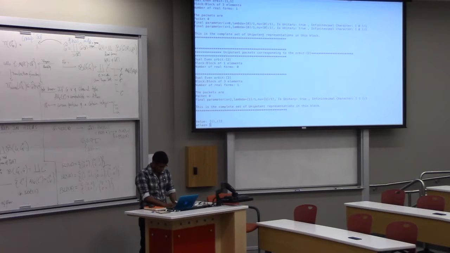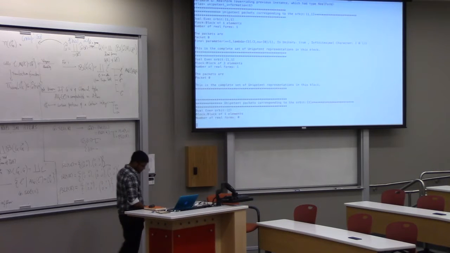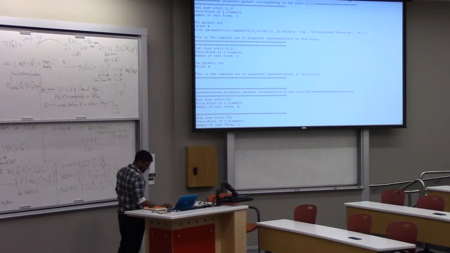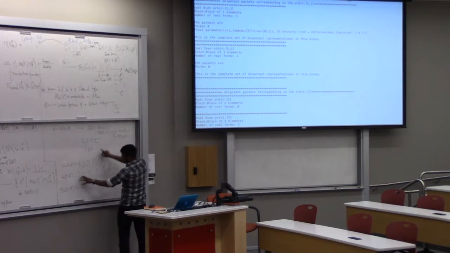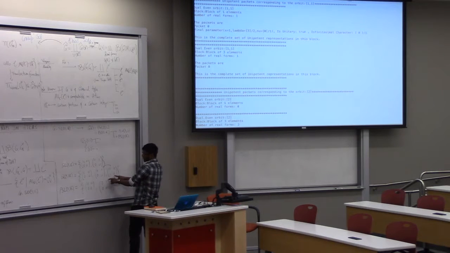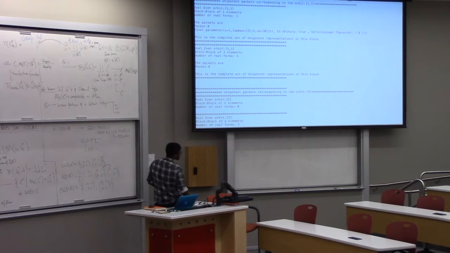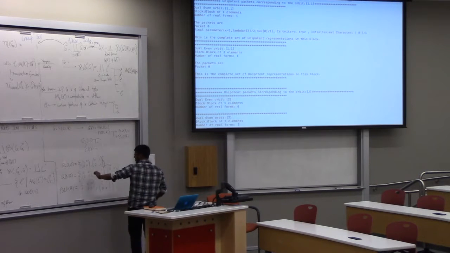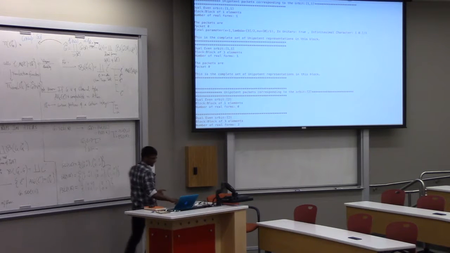I can do the same thing now with G equals PGL2R, and it does the same computation. Now you notice that corresponding to the principal orbit, I'm going to have two real forms in SL2R, and the trivial orbit does intersect SL2R, but there is no representation in SU2.